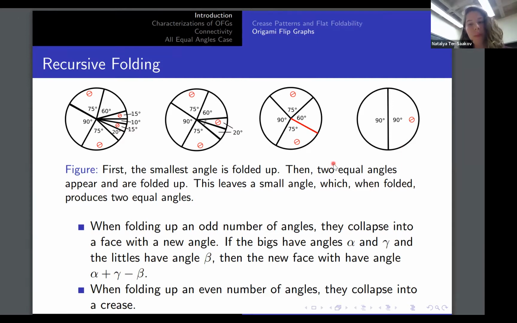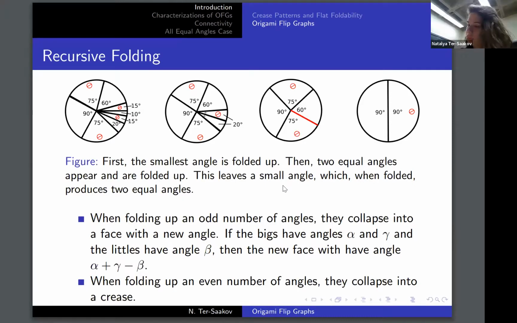So that gives us an upper and lower bound on our number of valid mountain valley assignments, C of V. Our lowest bound is 2 to the n. And our upper bound is when we have all equal angles and we're just choosing n minus 1 of them to be minority and then deciding whether minority means mountain or valley. So that was recursive folding and how we count the number of vertices.